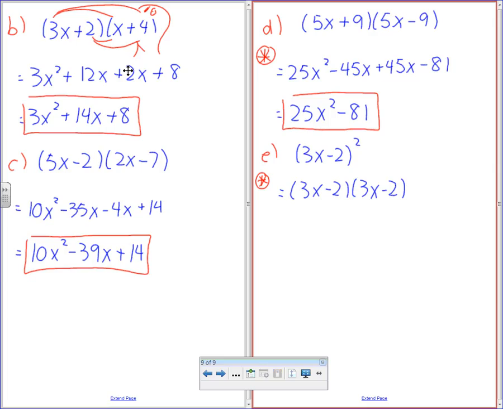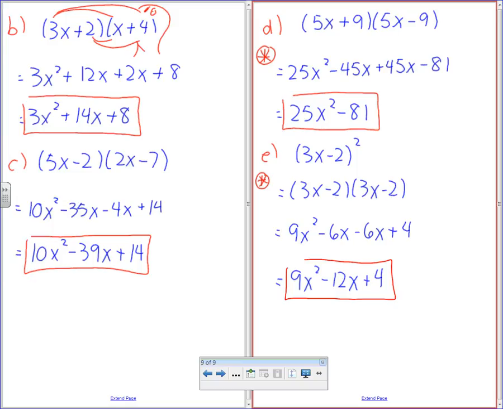9x squared. Negative 6x. Subtract 6x plus 4. Great. And wonderful, beautiful, tremendous. You had all the signs right and all that, and that's when it gets tricky. Aiden, can you finish that up, please? 9x squared minus 12x plus. Okay.